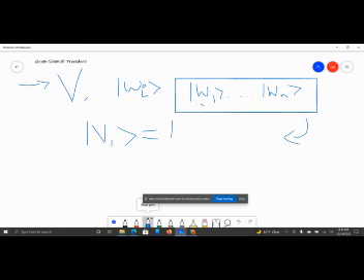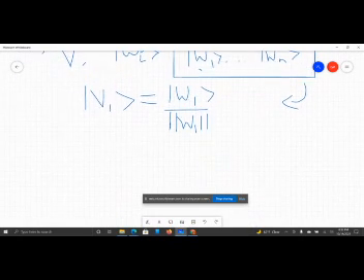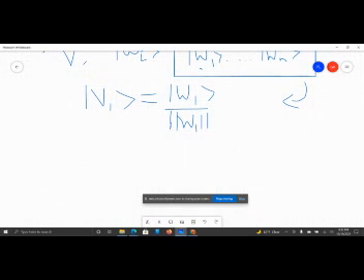And we set this equal to w1 divided by its magnitude. Nothing too special here. All we're making sure is that our first basis vector is normalized. That's really all we're doing. We'll deal with orthogonality with all the vectors from here.